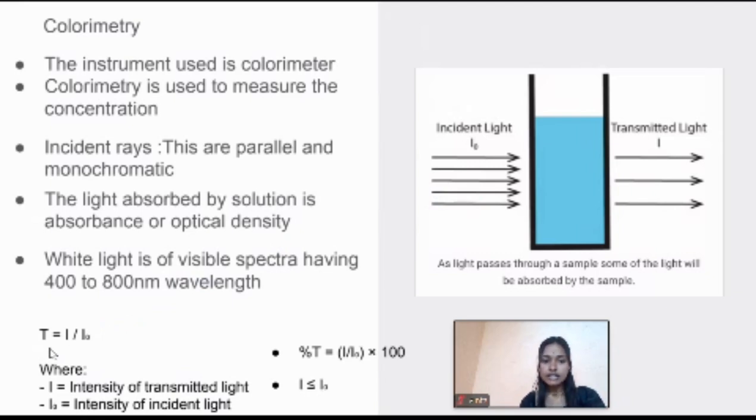Then what is the transmittance and what is the percent transmission? The transmittance is nothing but the ratio of the transmitted light to the incident light. Percent transmission is equal to the intensity of transmitted light divided by the intensity of incident light, multiplied by 100. Always remember that the transmitted light has lesser intensity than the incident light.